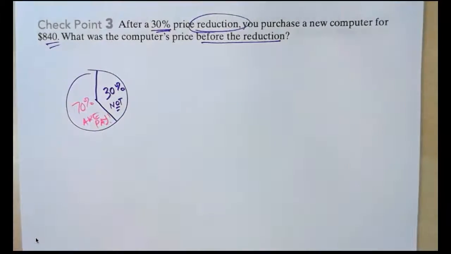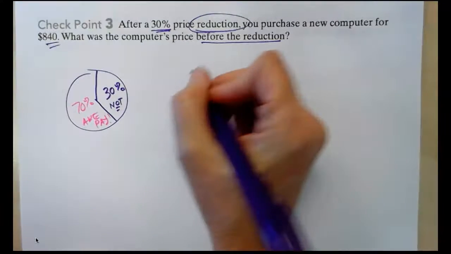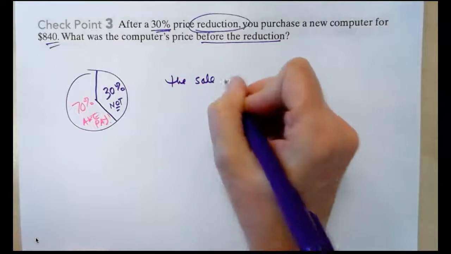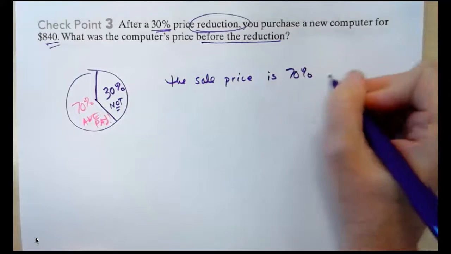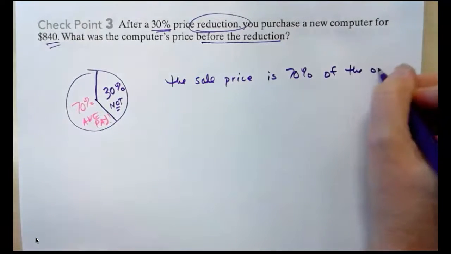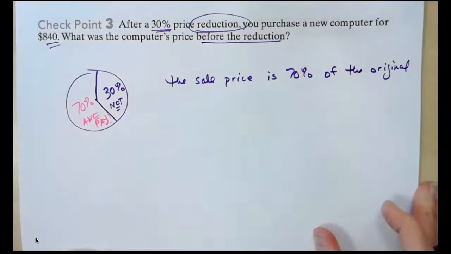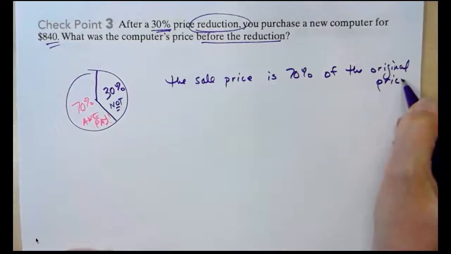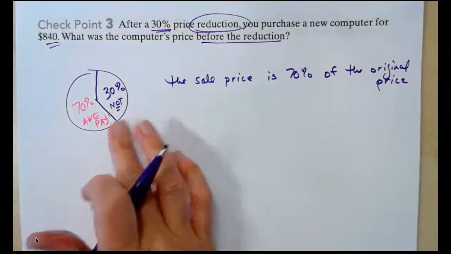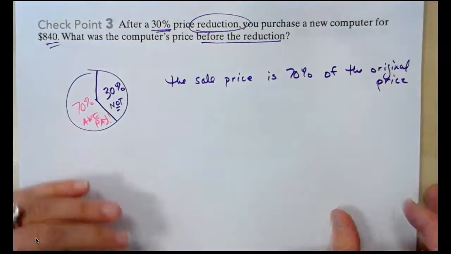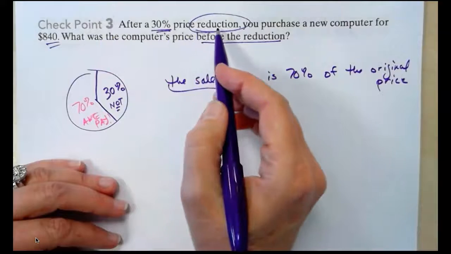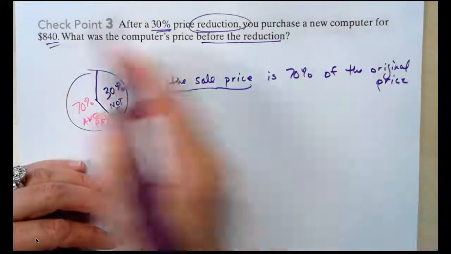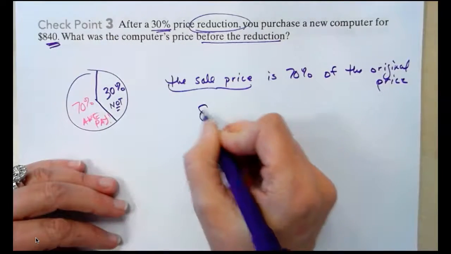So this is what's important. That 70% is what's important. Let's write a statement here. The sale price is 70% of the original price. This is what's key here. Understanding if we're not paying 30%, we are paying 70%. So the sale price. After a 30% price reduction, you purchase a new computer for $840. That is the sale price.